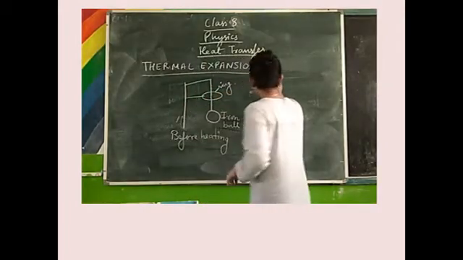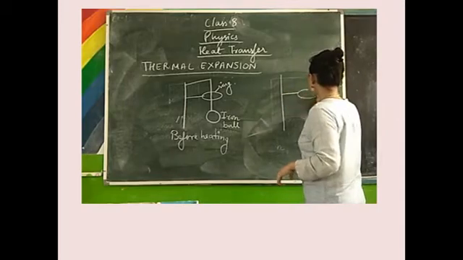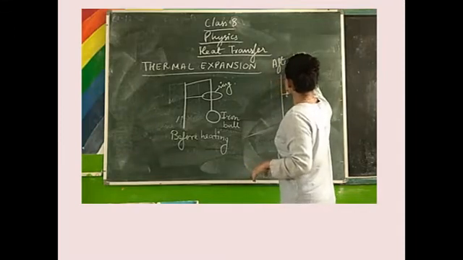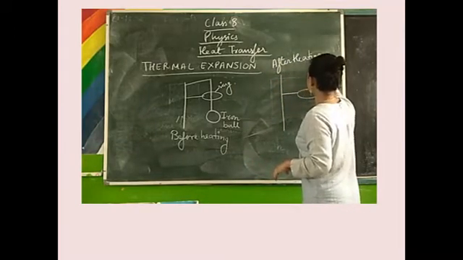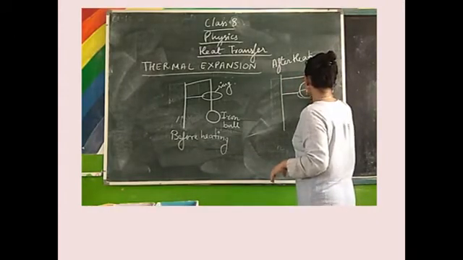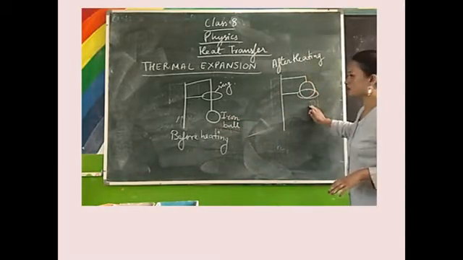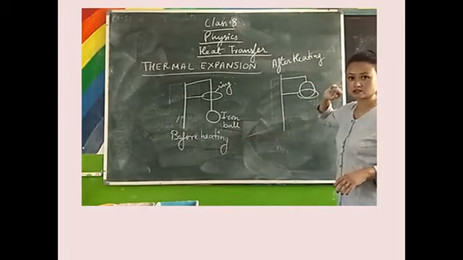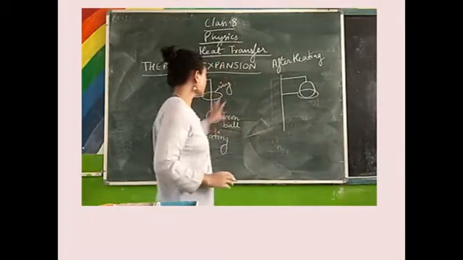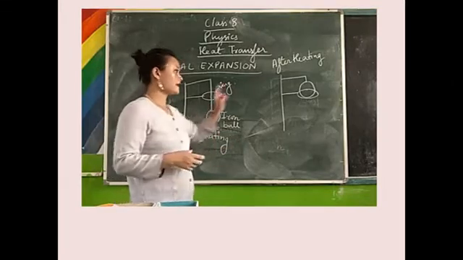Now, you heat the metal ball for some time. After heating the ball, what you will observe is that this ball will not enter through this ring. The same ball will not enter through the ring after heating. What does it prove? It proves that the ball has expanded, though we don't see the difference in size. We might see the size is the same, but still there will be expansion.